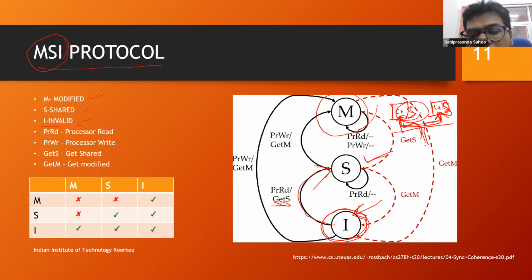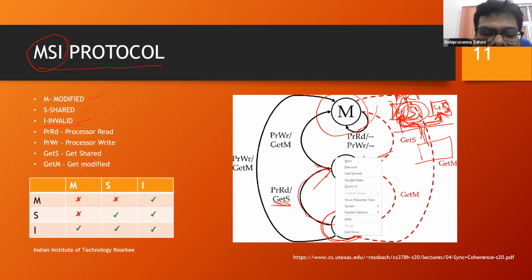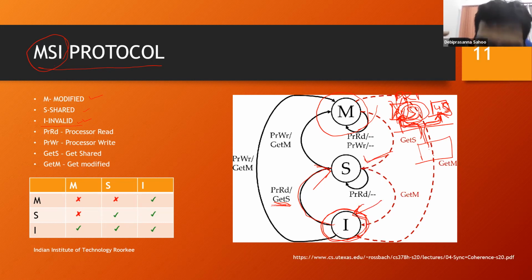That's what I meant by pulling the data from the memory into the cache and installing it in a shared state. So whenever there was a processor read, there was a miss because I was in I state, and then the cache generated a get S, which ensured that it pulls in the line from somewhere. I don't know where, either from some other core or from the memory. It just sends a signal to the bus saying, get me the line. And whenever the bus returns the line, it installs the line in a shared state.